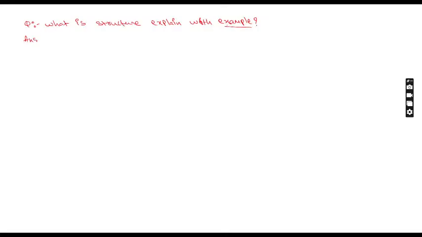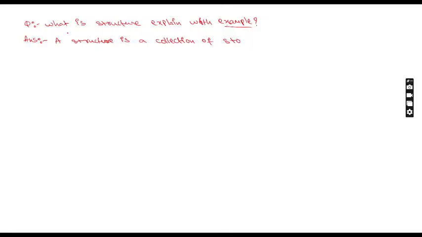Now, the answer. So what is structure here? A structure is a collection of storing. You already know, we discussed the array concept in the last session. What is the definition of an array? An array is a collection of storing. In one variable, we can store more than one value, but all values must be of the same type.